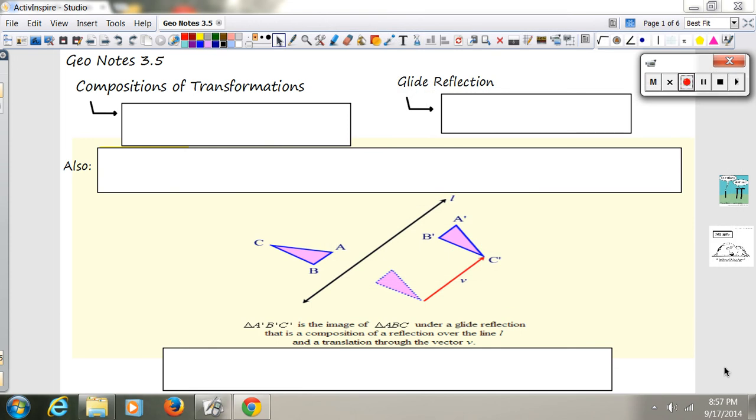Hello, here are notes for section 3.5, working our way through transformations. We're going to talk about compositions of transformations. That means combining two transformations together.